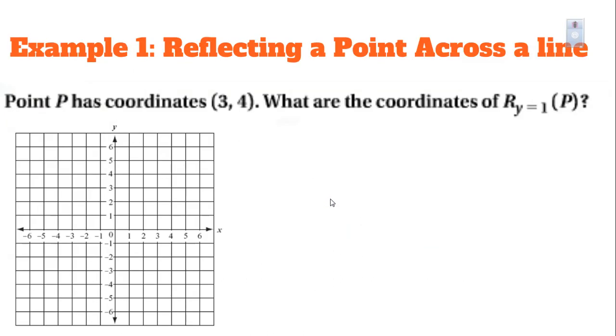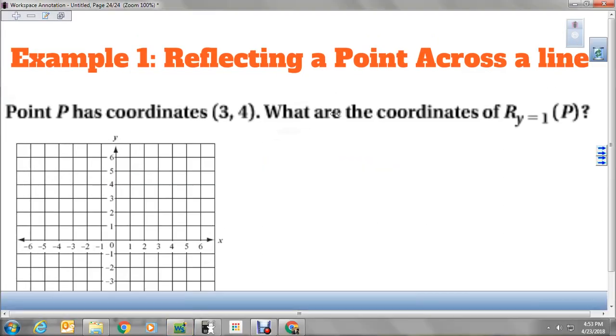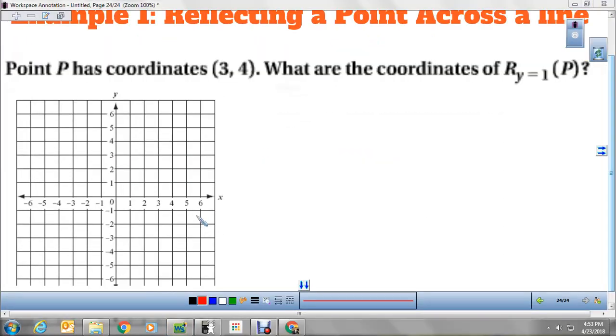So let's take a look at our first example. Point P has coordinates of 3, 4. The first thing we want to do is identify point 3, 4. This is going to be point P. So we go to 3 and then 4 on the y. This is our point P.